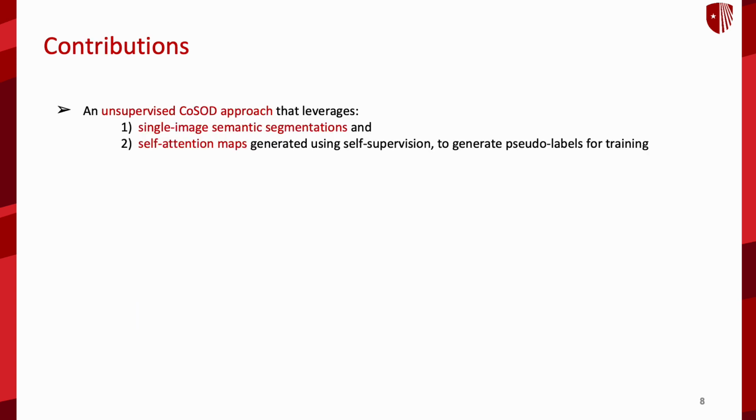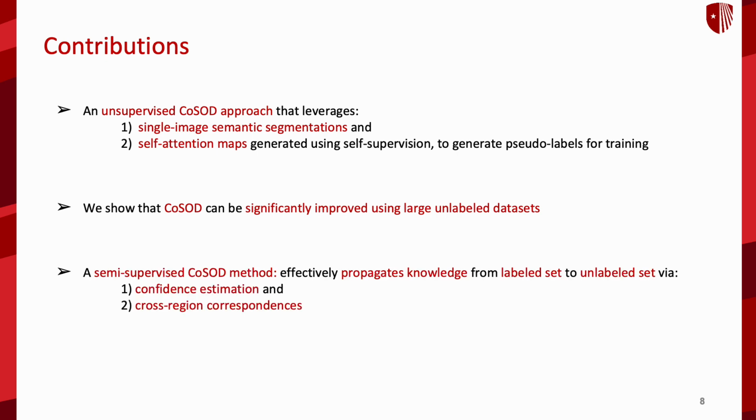We have three main contributions. First, we propose a simple yet effective unsupervised approach for CoSOD that leverages self-supervised single-image semantic segmentations and self-attention maps to generate pseudo-labels for training. Second, we show that CoSOD can be significantly improved using large unlabeled datasets, for example ImageNet 1K. Finally, we propose a novel approach for semi-supervised CoSOD that effectively propagates knowledge from a limited label set to a much larger unlabeled set via confidence estimation and cross-region correspondences between the labeled and the unlabeled sets.